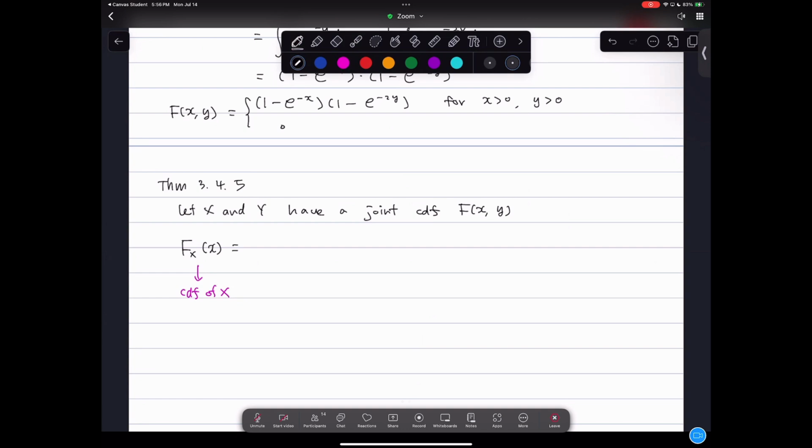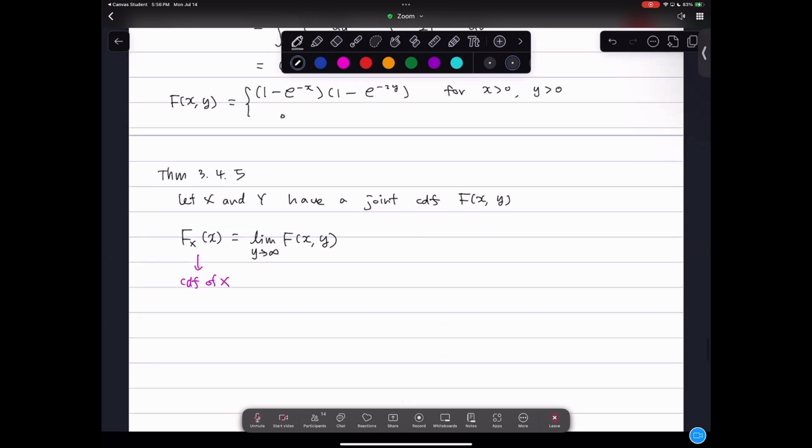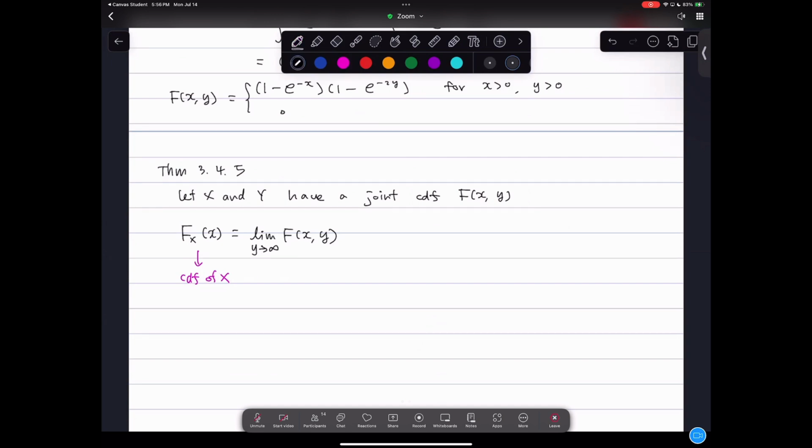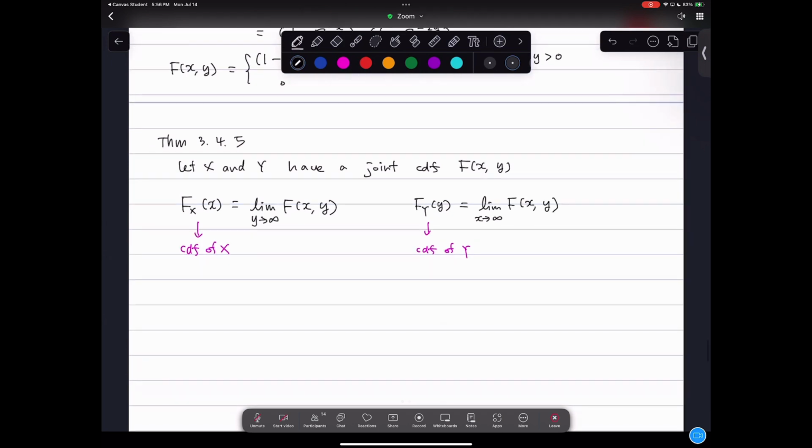It is the limit as your y value is approaching infinity of your joint CDF. So y is approaching infinity, so I don't have to worry about the y value, except with x alone. And you get the same thing for F of y, which is the CDF of y. It's the same thing with the limit as x is approaching infinity of your joint CDF.